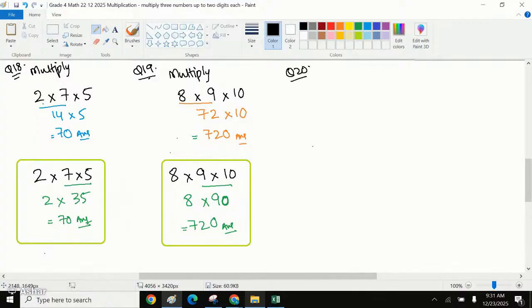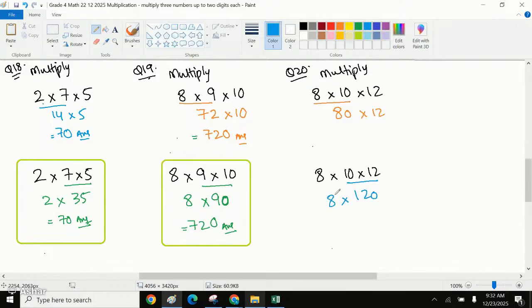Question number 20. If I would say 8 multiplied by 10 multiplied by 12. So if we do the first part first, it becomes 80 multiplied by 12. Or if we use the second option, it becomes 120 multiplied by 8. Either way, we will have the same answer. Let's confirm if we have the same answer. What is 80 multiplied by 12?